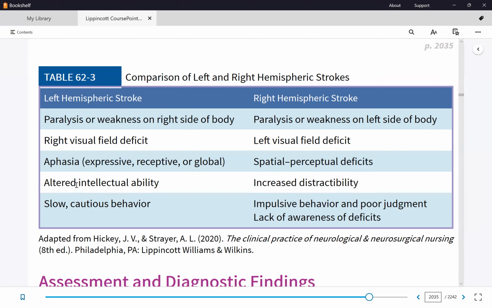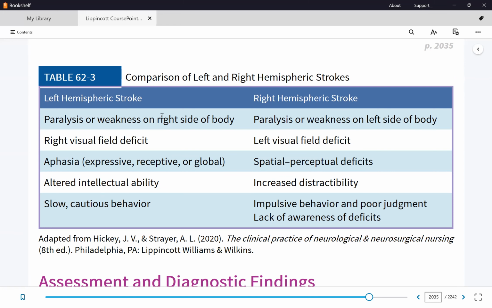The intellectual ability is affected in left hemisphere stroke. So those that have right side weakness, do they have normal intellectual abilities? No. Let's start over. The left hemisphere has altered intellectual ability because that's the side that is involved in intellect. So these people have right side weakness or paralysis.